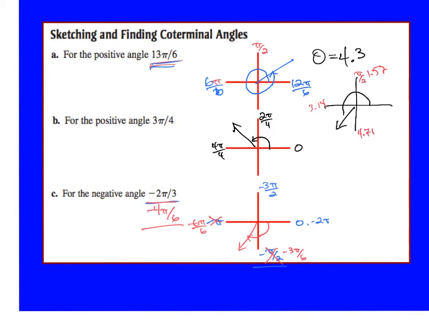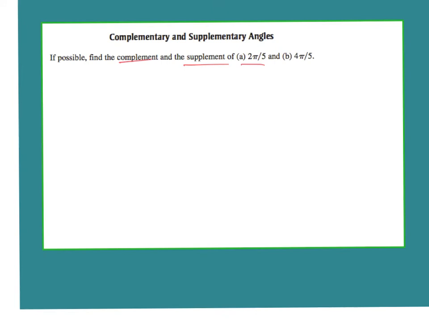You see how that worked? All right. So 4.3 is in between 3.14 and 4.71. All right. And that will give us enough information for what we need to do with it. All right, we're going to find complements and supplements of those angles.